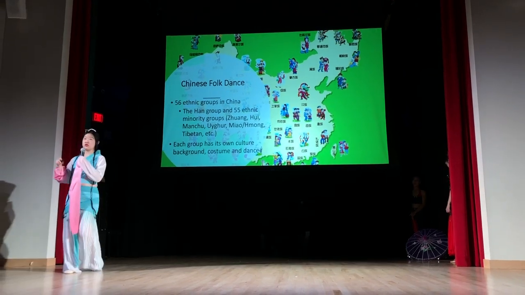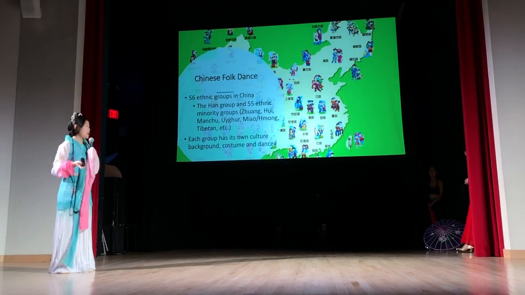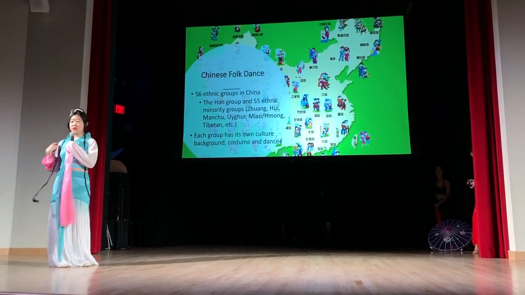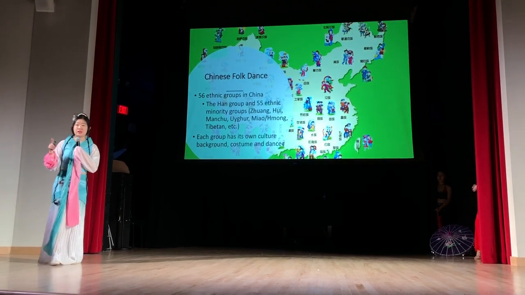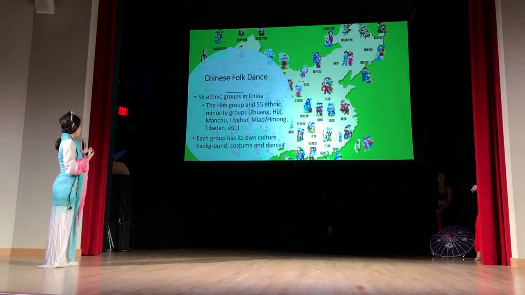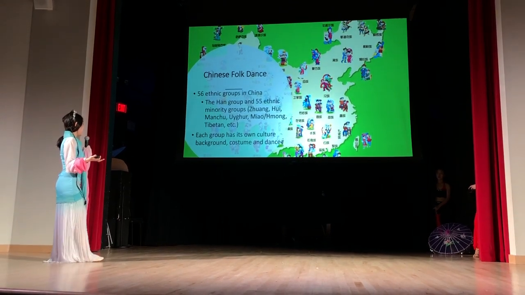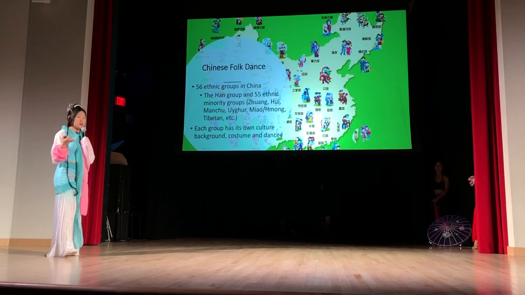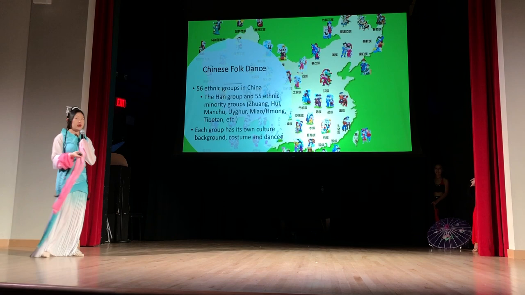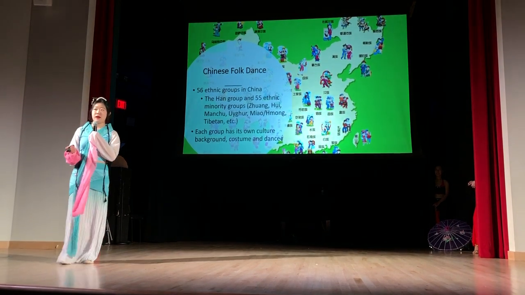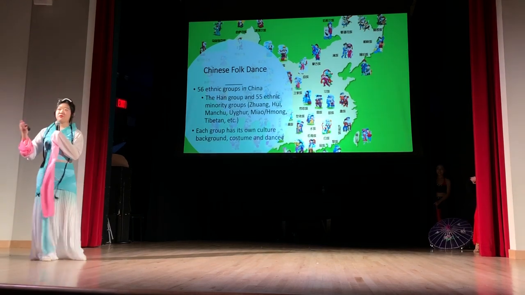The second genre is called Chinese folk dance. As you may already know, we have 56 ethnic groups in China, including the Han group, which is the majority, and we have 55 ethnic minority groups. For example, Zhuang, Uyghur, Miao, Tibetan, etc. Each group has its own culture, costumes, food, even language, and also different types of music and dance.